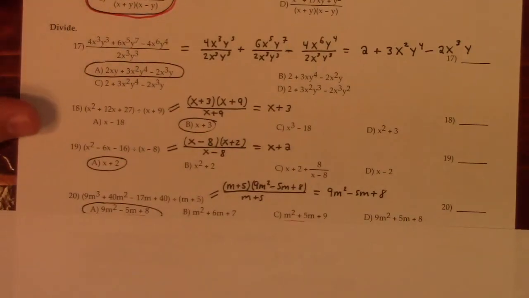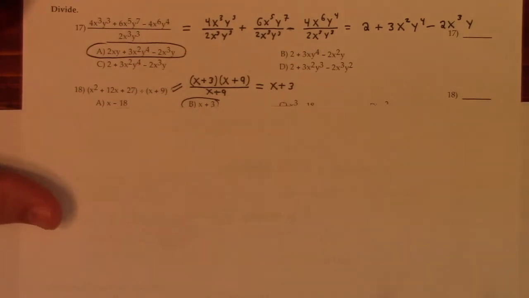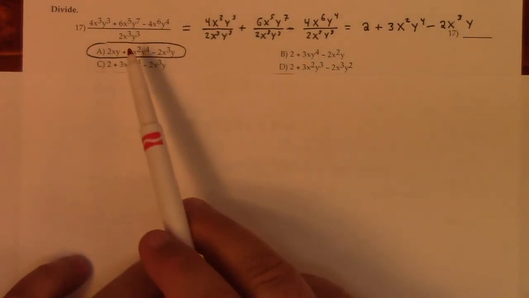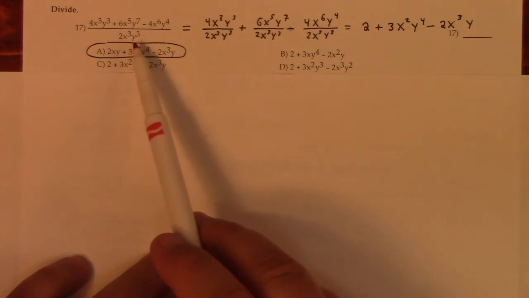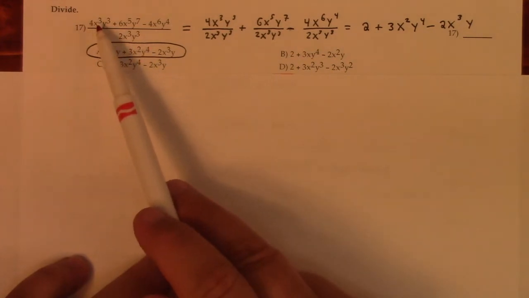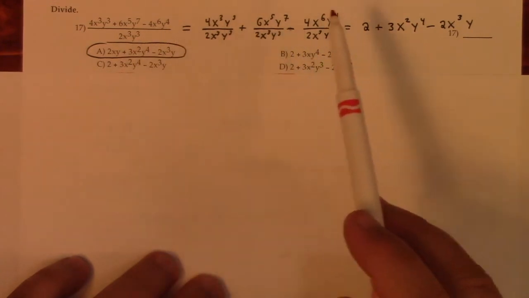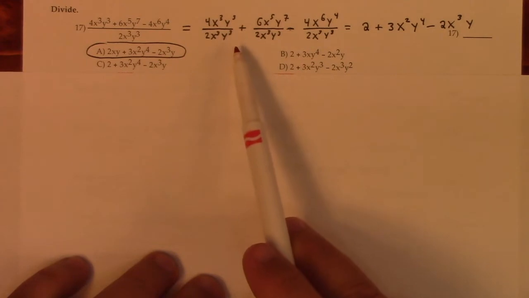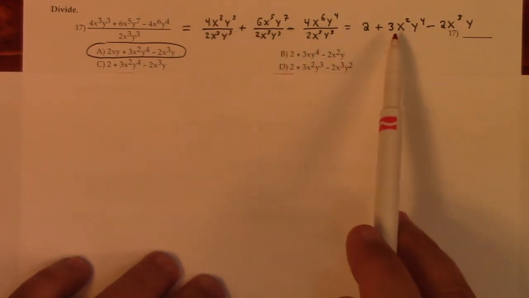Number 17. So here we're just supposed to divide, which is simple enough because it's a sum over one term. So we just do that over that, plus that over that, minus that over that. And then here you've got x cubes cancel, y cubes cancel, so that just leaves you with 4 over 2, which is 2. 6 over 2 is 3.